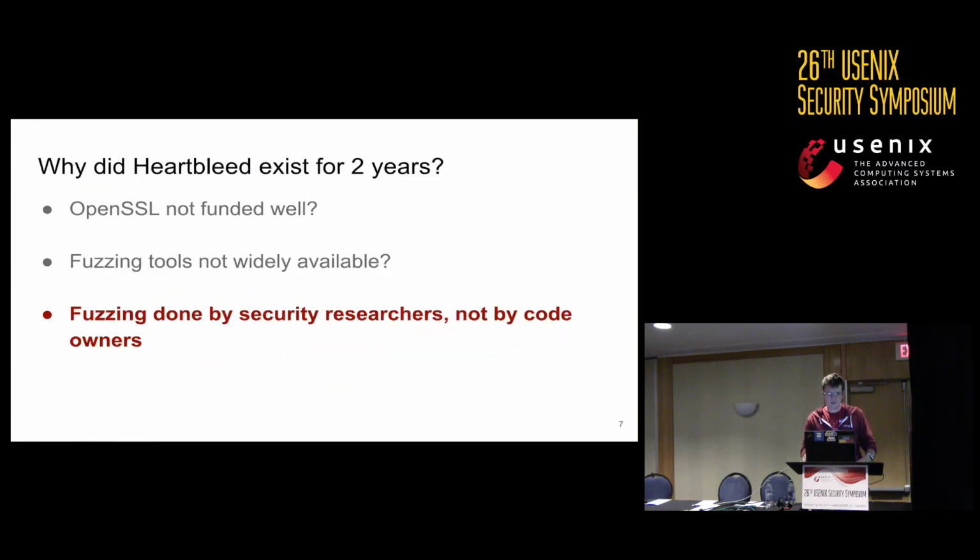So one important question that I think everyone in the security community and most people in the open source community should ask themselves and know the answer: why did Heartbleed exist for 2 years? Maybe our OpenSSL team was not well funded. Could be. Maybe the fuzzing tools were not widely available. That's most likely true, but they were available. But the main reason, I think, for this is that fuzzing was done by security researchers, not by the code owners. As many security researchers as I can see here, this is not enough to find bugs in all of the open source software, not even in all open source software.